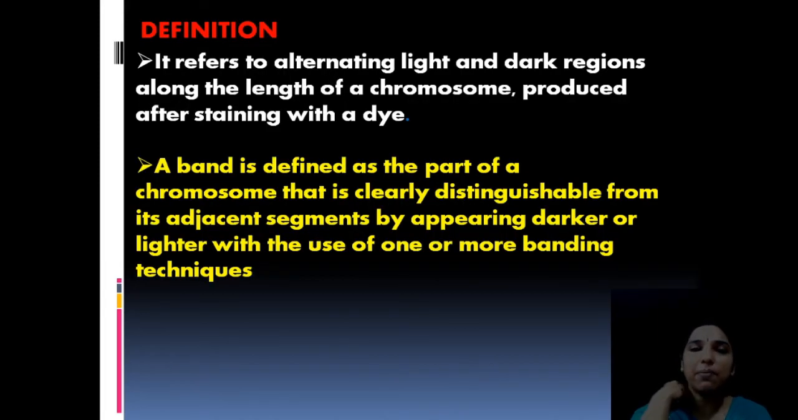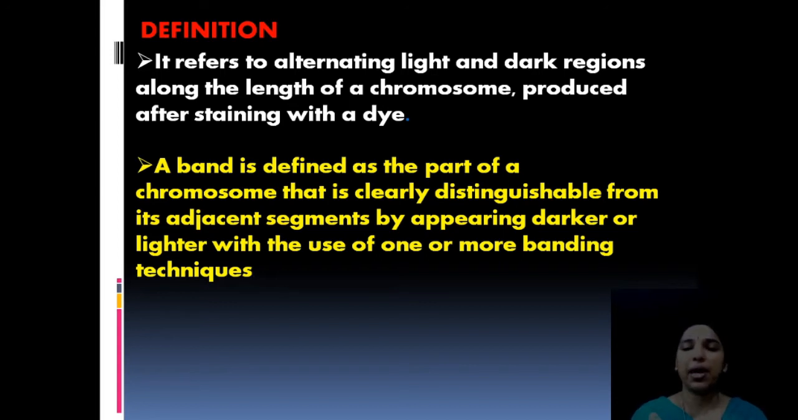So, what is meant by chromosome banding? You know the structure of a chromosome having a centromere and arms, one is the P arm and the other one is the Q arm, that you all know. So, what do you mean by a band? A band is actually a part of the chromosome that is distinguishable from other parts or other segments by appearing darker or lighter.